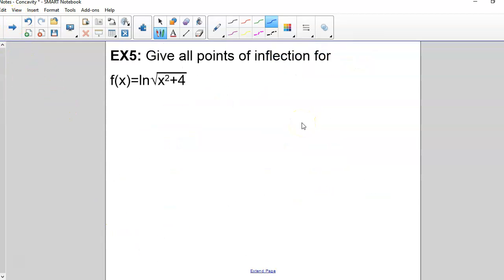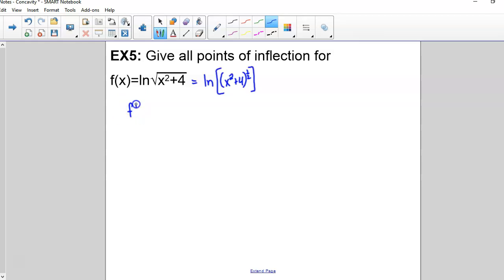For 5, we've got to give points of inflection. For points of inflection, you need to see where concavity changes. So again, second derivative. This one's not the easiest derivative in the world to take. This is natural log. I'm going to think of this as natural log of x squared plus 4 to the 1/2. So we have a chain rule here, but it's going to be a double chain rule for this one.